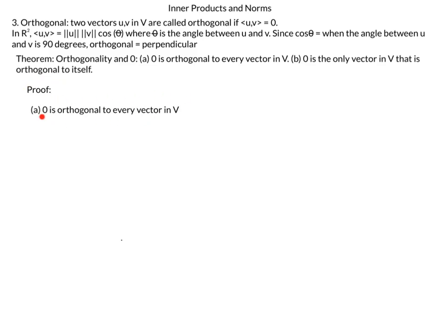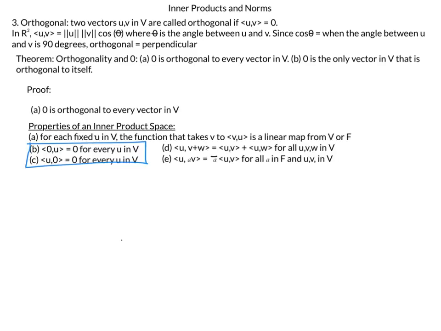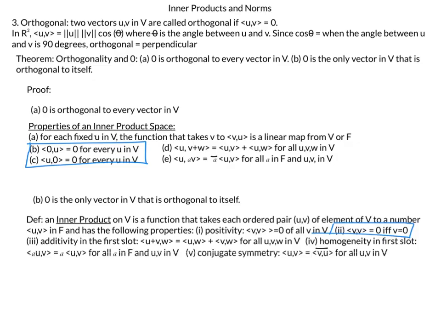The proof of A, that the 0 vector is orthogonal to every vector in V, comes directly from the properties of the inner product space that we had proved in our previous video, and it comes from parts B and C, where we say the inner product of 0 with u is equal to 0 for every u in V, and the second part, where the inner product of u with 0 is equal to 0 for every u in V. The proof of part B, that 0 is the only vector in V that is orthogonal to itself, comes directly from our properties of inner product. This second property here says the inner product of v with itself is equal to 0 if and only if v equals 0.